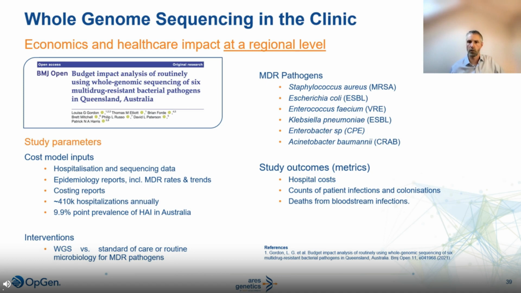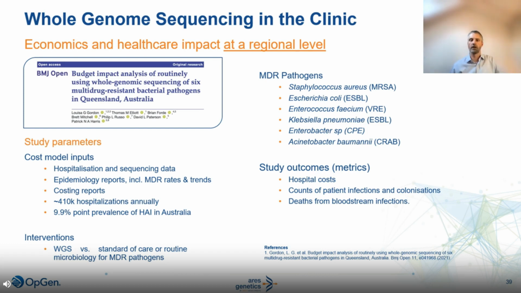The costs were modeled based on costs for hospitalization, sequencing, and epidemiology. The assumptions on AMR incidence considered annual hospitalizations, which are 410,000 hospitalizations in this case, the point prevalence for healthcare-associated infections in Australia, which is 9.9%, and the multi-drug resistance rates and their trends. The costs were then aggregated for the entire state of Queensland based on the expected number of multi-drug resistant isolates arising in Queensland hospital patients given the point prevalence. The sequencing data from isolates for the study came from a 2-year research demonstration project of prospective whole genome sequencing for isolates of suspected outbreaks.